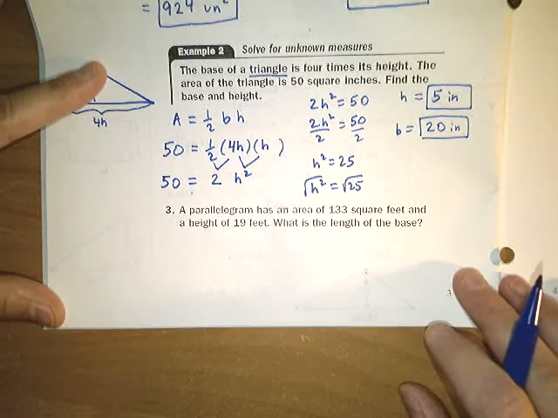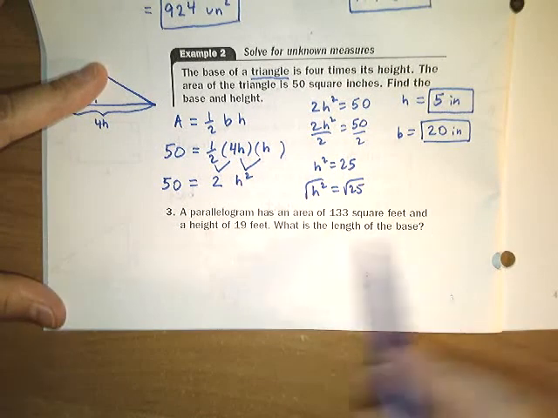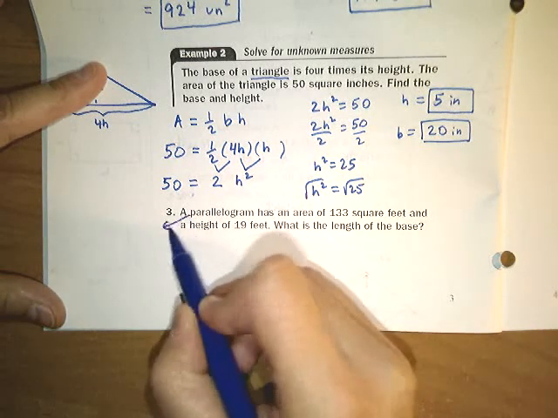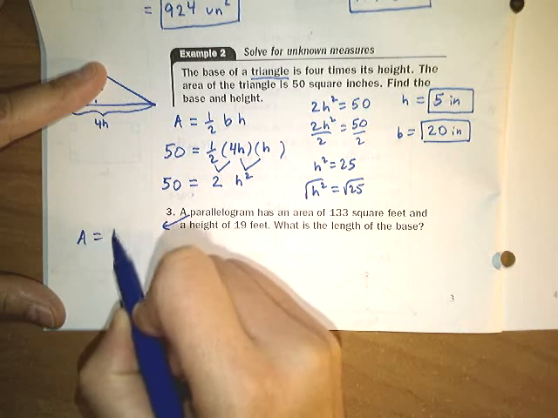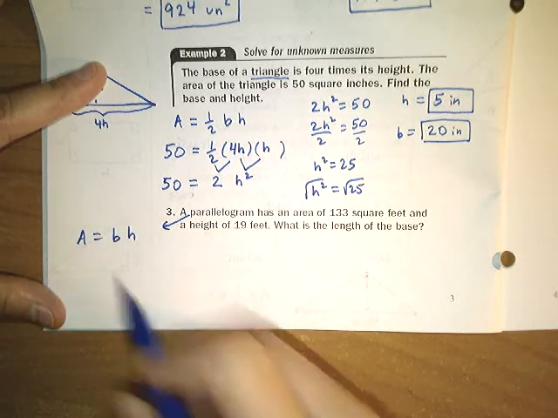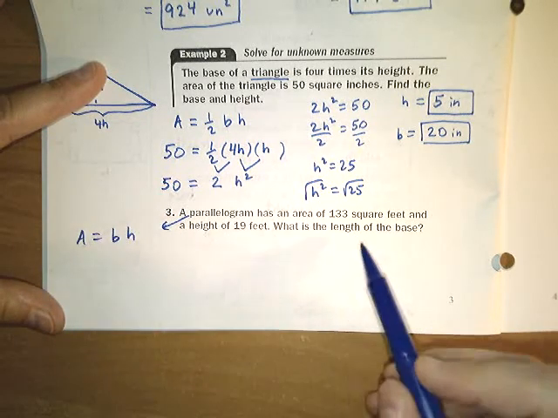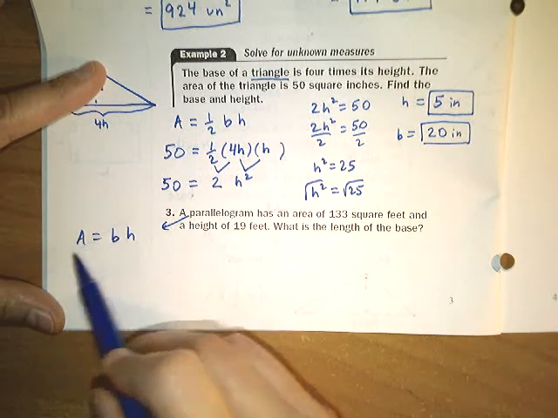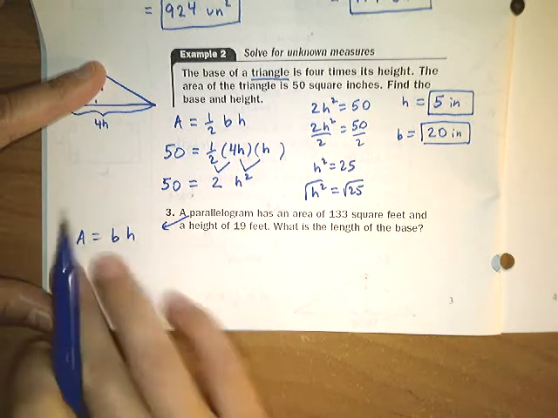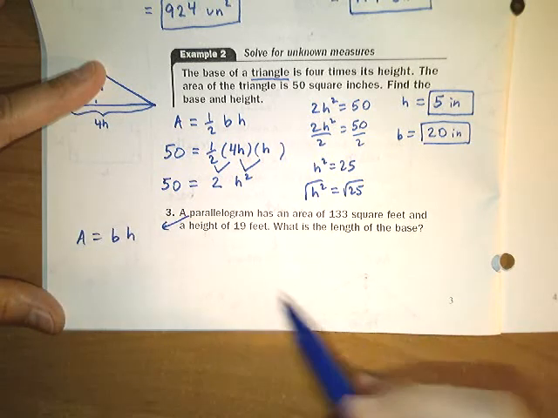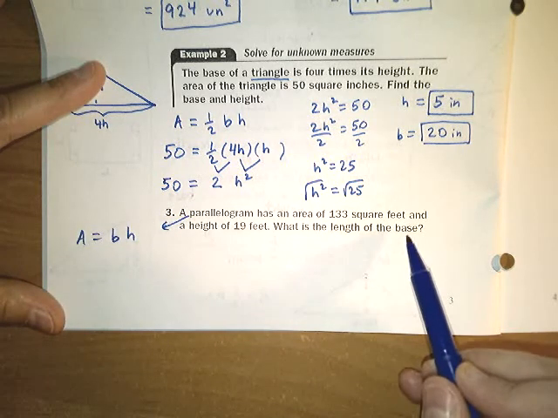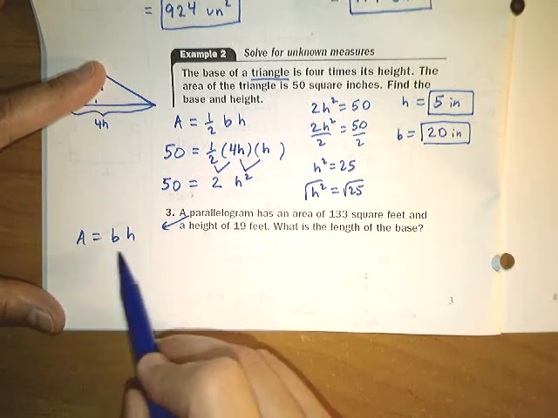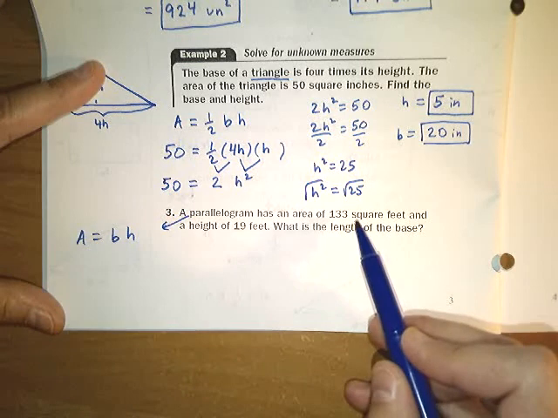Here it says a parallelogram has an area of 133 square feet and height of 19 feet. What is the base? Well, remember, for a parallelogram, the area is just base times height, right? So really the only thing that we don't know is the length of the base, that's b. Everything else they gave us. So we can use this formula as an equation with only one thing we don't know, that's b, and we can solve for b, as long as we have the other two numbers, which we do.